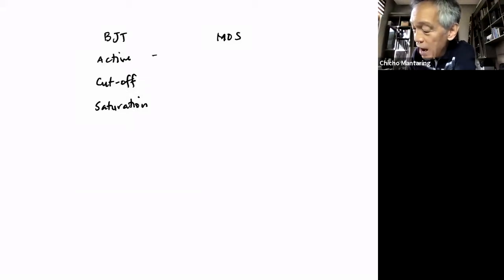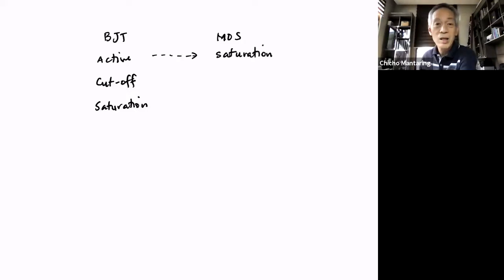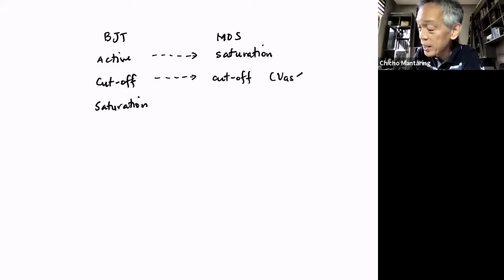Sa MOS, ang katumbas ng active sa MOS is actually saturation. Why? In the BJT, in the active region, your collector current is not dependent on your collector to emitter voltage. That is the saturation region for MOS. Ngayon, yung cutoff sa MOS, meron ding tinatawag na cutoff. And this happens when VGS is less than VTH. When VGS is less than VTH, wala kang induced channel, and therefore there is no current that flows. So yan yung katumbas ng cutoff. Tapos yung parang saturation sa BJT, ang pinakamalapit sa MOS is your linear region.